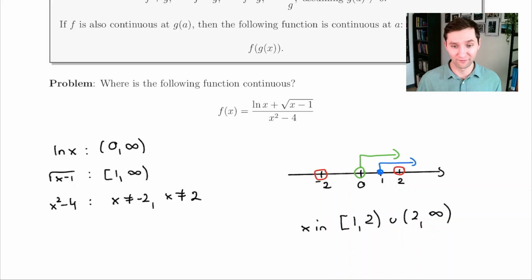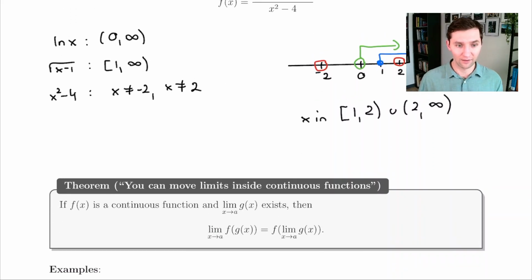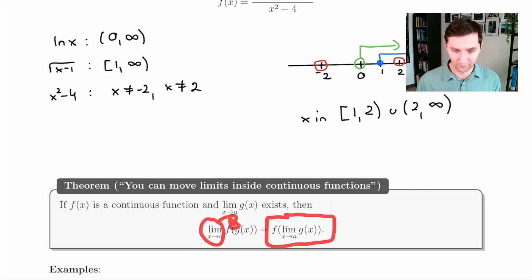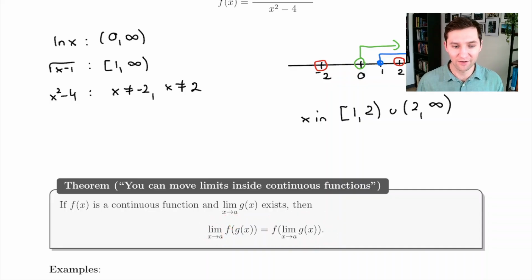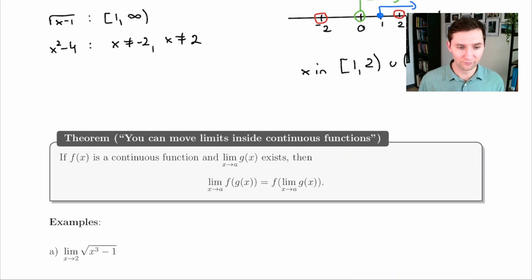I have one more theorem for us. The theorem below I like to call: you can move limits inside continuous functions. Imagine you have a function f of x that's continuous, and you also know that the limit of g of x exists at x equal to a. Then, when you take the limit of the composition of the two functions, you can take the word limit and move it inside of the continuous function f. That's exactly what happened here. To understand this theorem better, let me show you a few examples.